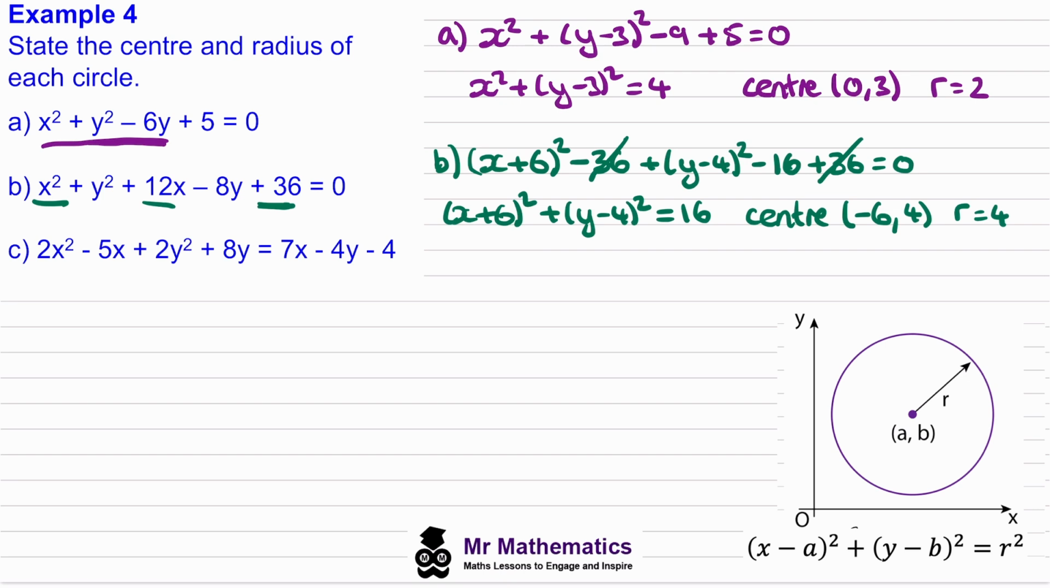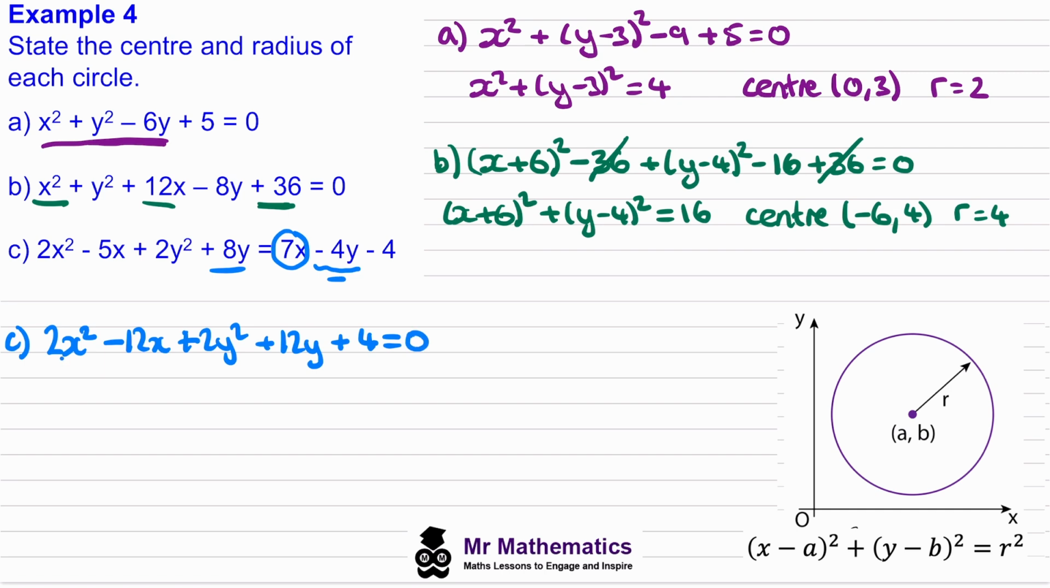Okay, so welcome back if you're ready to go. So the first thing we're going to do is tidy this up and put all the terms on the left-hand side. So we'll have 2x squared. We'll move this positive 7 to the left-hand side by taking away 7x. So we'll have negative 12x. We'll move these negative 4y's to the left-hand side. So 2y squared plus 12y. That's the 8y, add the 4y. And then we'll move this negative 4 to the other side to make positive 4.